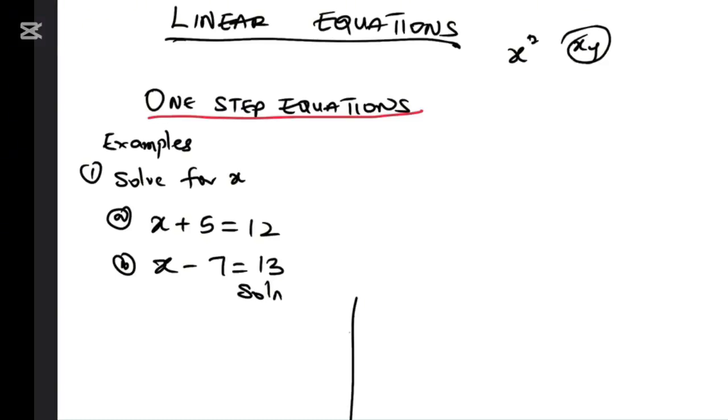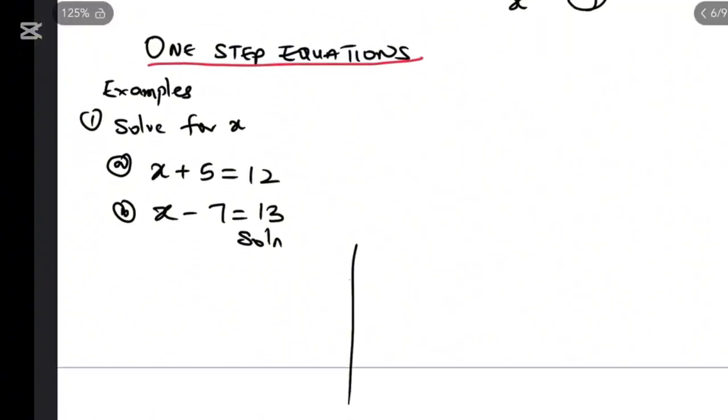So we have some steps. We have one kind of question, simple linear equation questions that are just one-step equations. For example, when we have x plus 5 equals 12, how do we solve that? What we do is this.